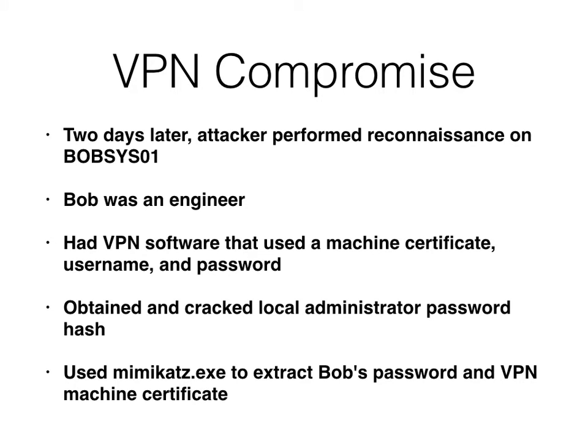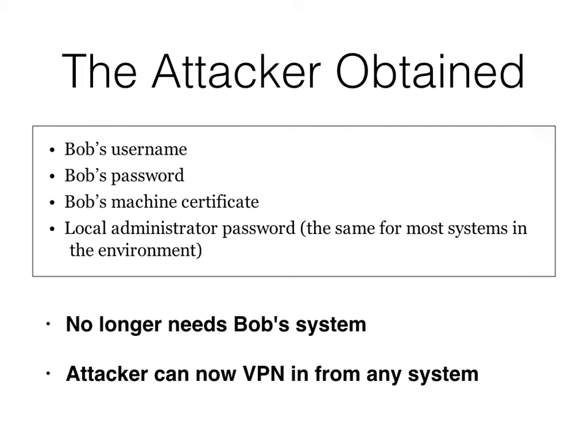So now, 2 days later, he performed reconnaissance on BobSys1. Bob was an engineer. Bob had the privilege of VPNing in from home, and he logged in with a certificate, username and password, all of which were on that machine. So he stole all of Bob's credentials and cracked the passwords with Mimikatz. Mimikatz is a tool that, among other things, lets you steal passwords from RAM and decrypt them. A very powerful tool. So now he had all the credentials to log in as Bob. This is all the information he needed.